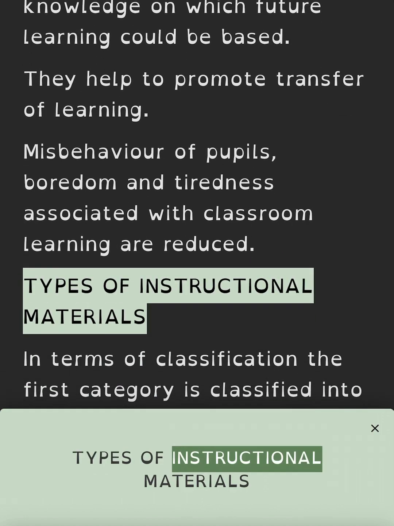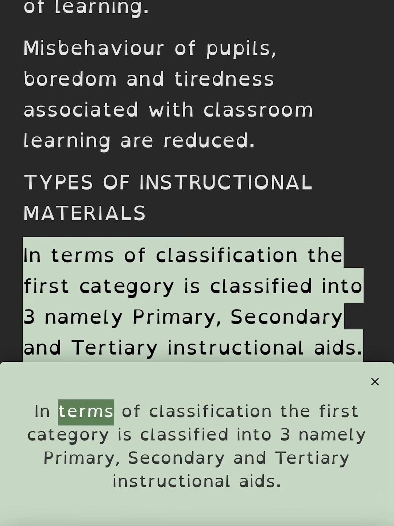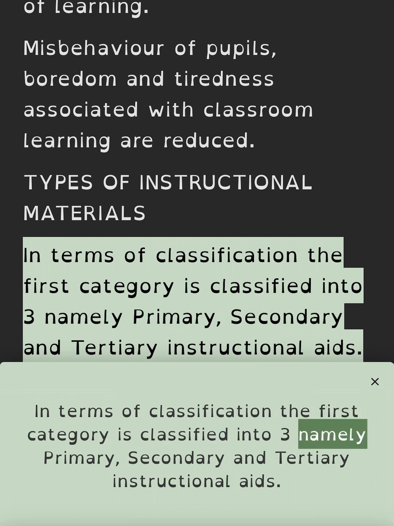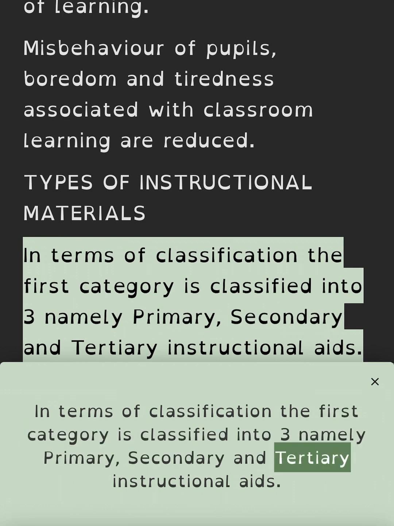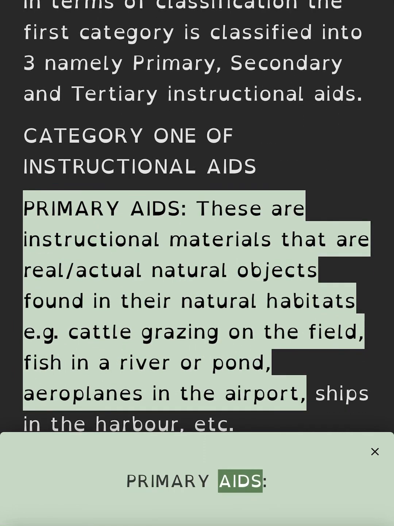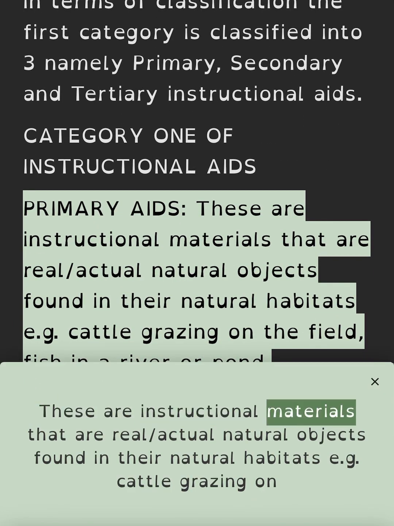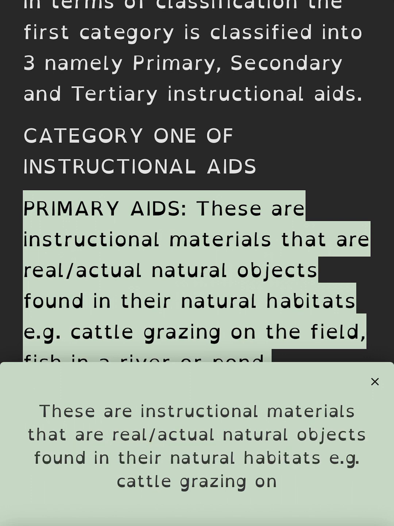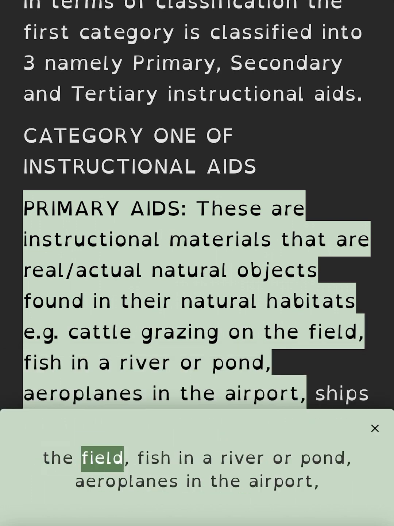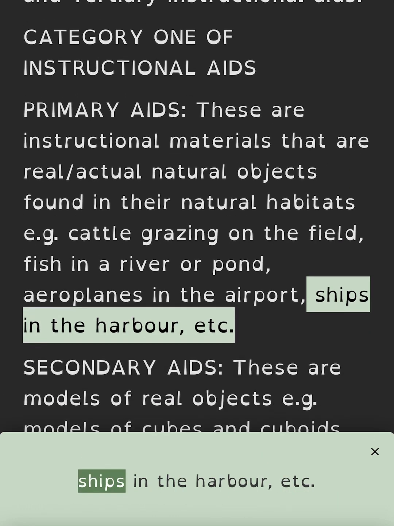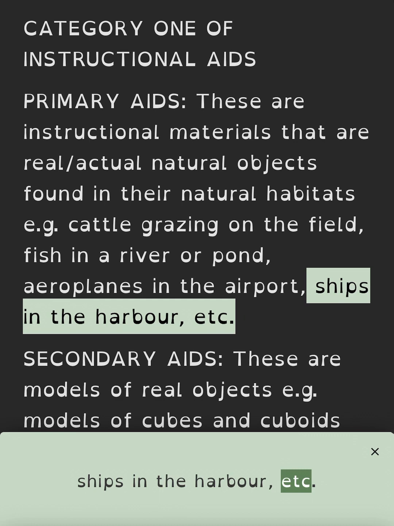Types of instructional materials. In terms of classification, the first category is classified into 3, namely primary, secondary and tertiary instructional aids. Category 1 of instructional aids. Primary aids. These are instructional materials that are real, actual, natural objects found in their natural habitats, for example cattle grazing on the field, fish in a river or pond, aeroplanes in the airport, ships in the harbor, etc.